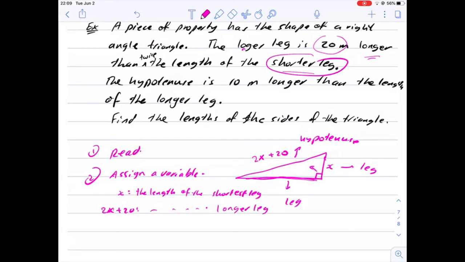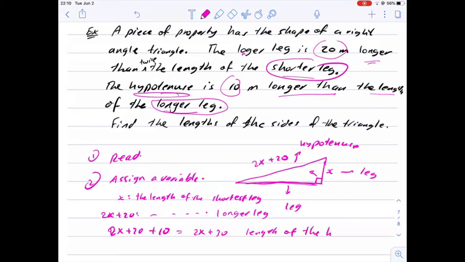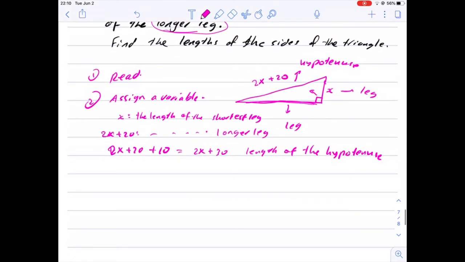Now the hypotenuse, here we have information about the hypotenuse, is 10 meters longer than the length of the longer leg. The longer leg is 2x plus 20, and it's 10 more, so we need to add 10, and this is 2x plus 30. This is the length of the hypotenuse. Okay, so after determining these quantities, we can formulate an equation.